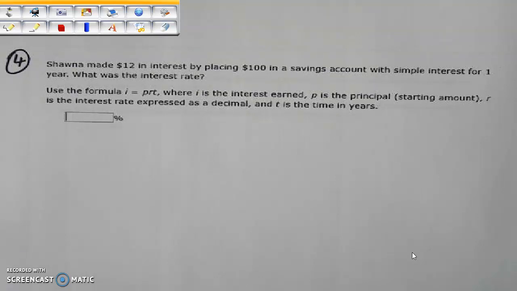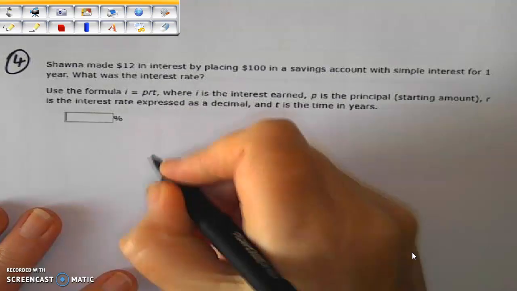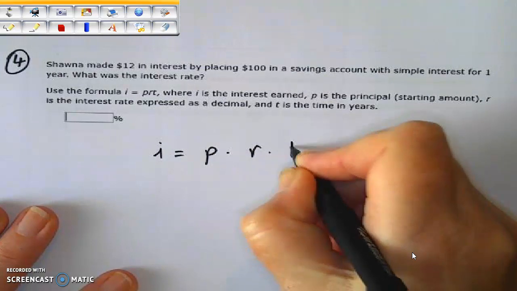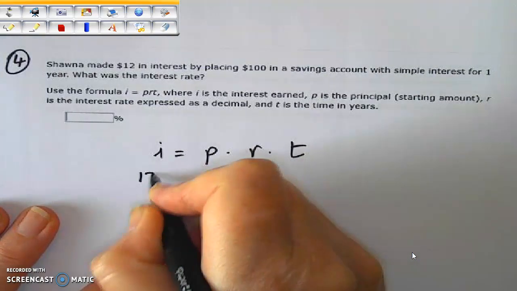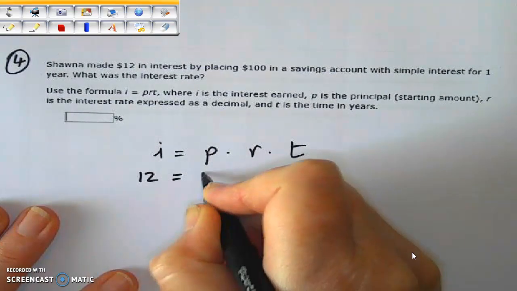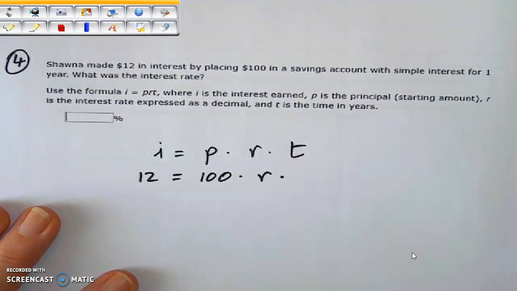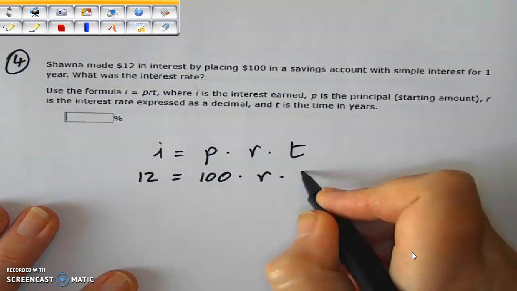So she made $12. They've given us the answer: $12 of interest. She started with $100 in her savings account. The time was 1 year, and they want to know the interest rate. Okay, so I equals PRT. The interest she earned was 12. The money she put in to start with was 100. We do not know the percent. That's what we're trying to work out, and the year was 1.